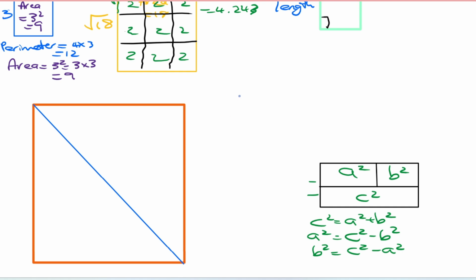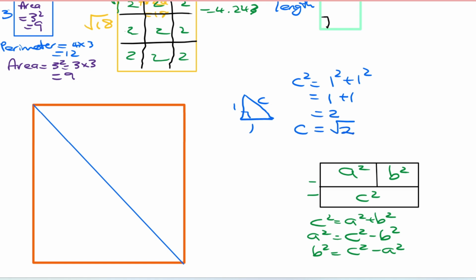So if I had a triangle that was a right angle and I had a side length of 1, this would be c, and I could say c squared equals 1 squared plus 1 squared, a squared plus b squared. They happen to be both the same because it's a square. 1 squared is 1, 1 squared is 1. So I actually get some number squared equals 2. So c squared equals 2. How do I unsquare a number? I take the square root of it.